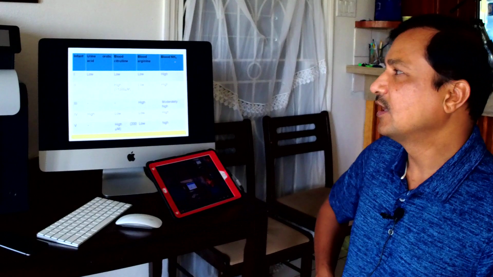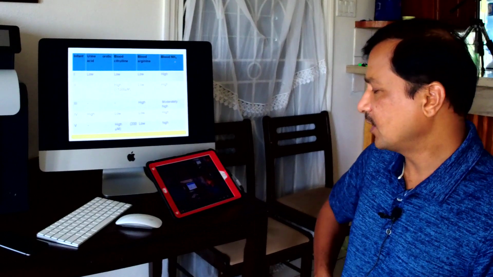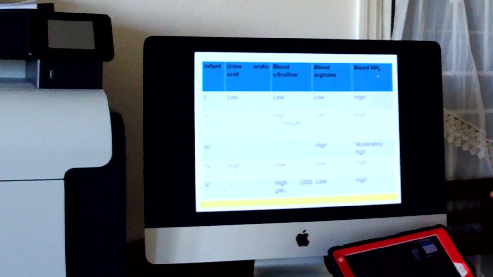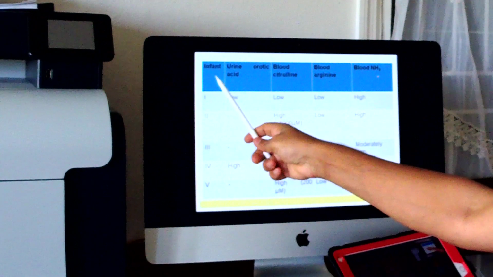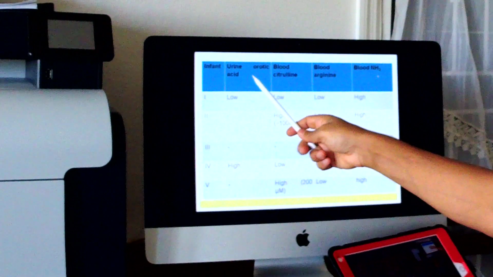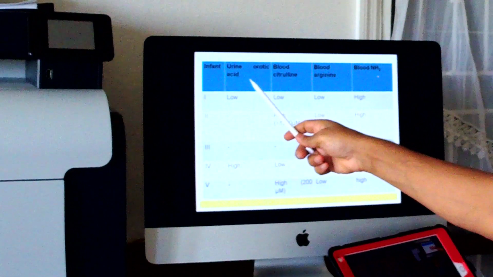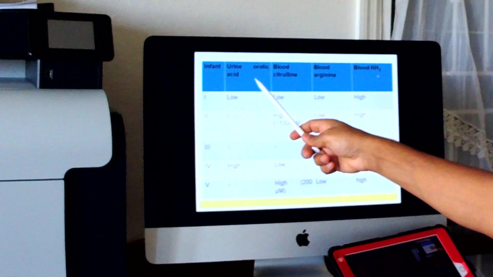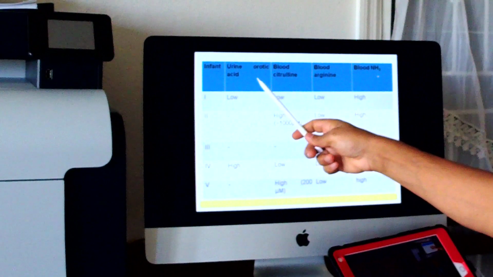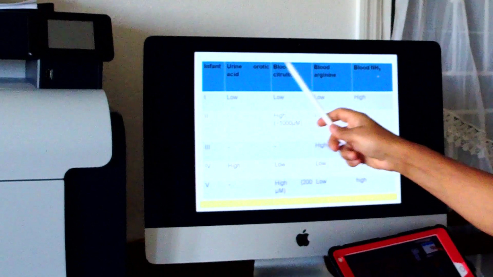Now, for infant number 1 to infant number 5, you'll have to look at the columns here. In the very first column, which I have written here, is infant number 1 to infant number 5. In the second column you have urine orotic acid. Orotic acid is made in the cytoplasm; carbamyl phosphate is the one that goes into orotic acid in the cytoplasm.